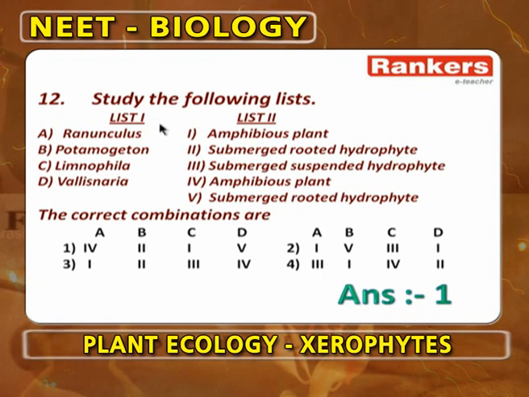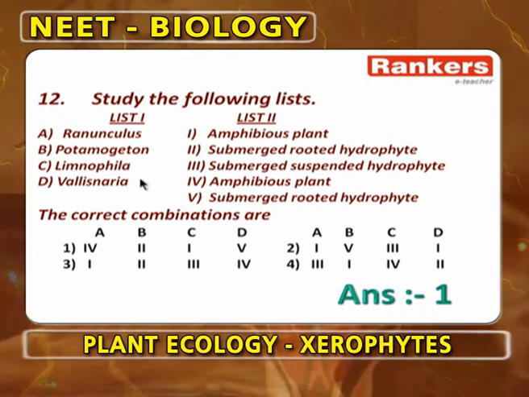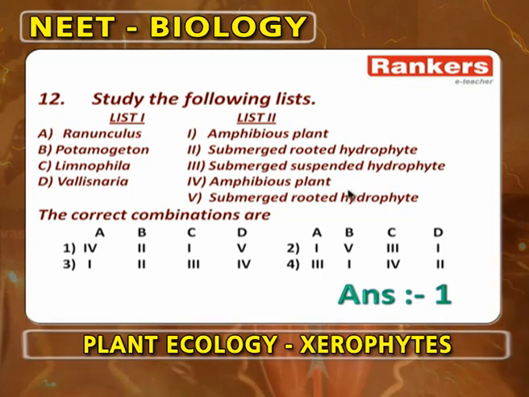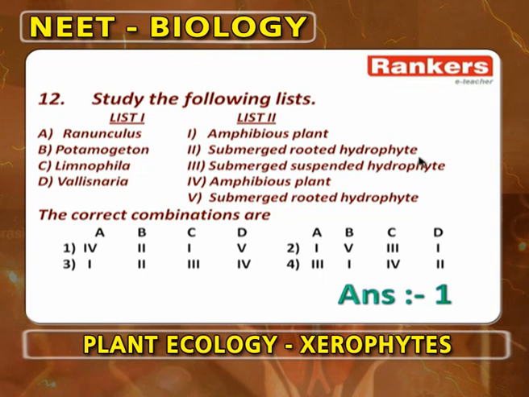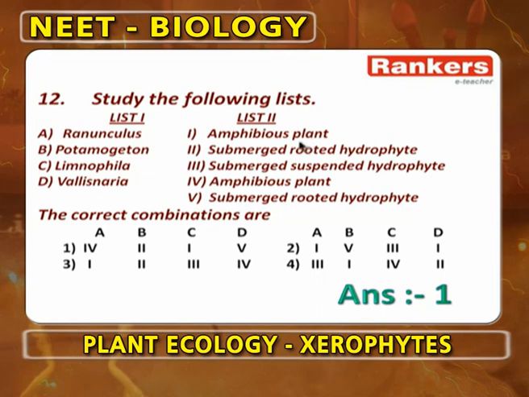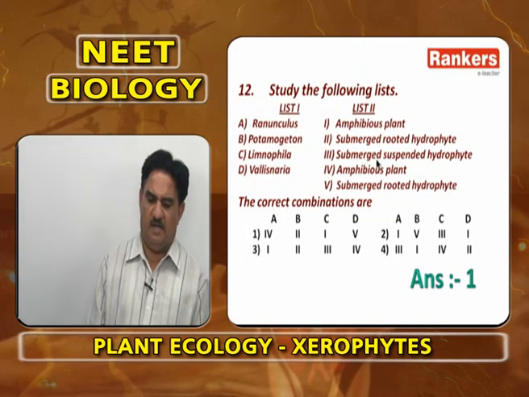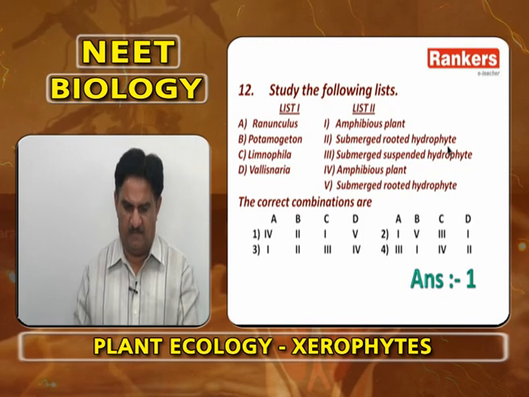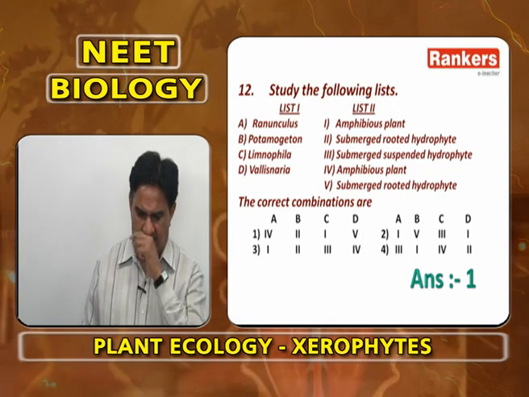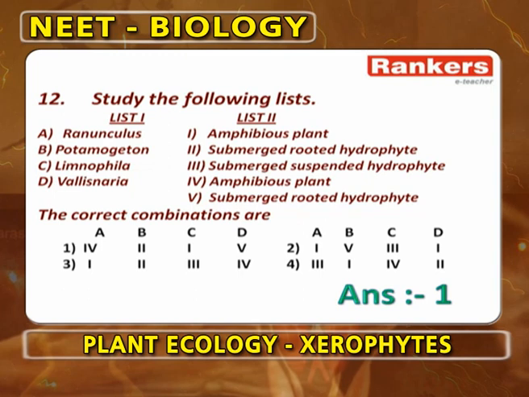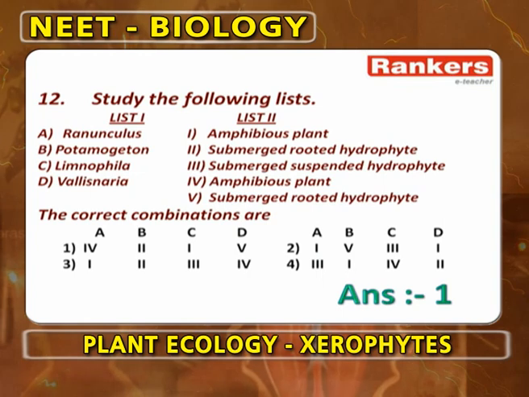This is another matching. Ranunculus, Potamogeton, Limnophila, Vallisneria. Amphibious plant, submerged rooted hydrophyte, submerged suspended hydrophyte, amphibious plant and submerged rooted. A4, Ranunculus is an amphibious plant. B2, Potamogeton, submerged rooted hydrophyte. C1, Limnophila is again an amphibious plant. Vallisneria, submerged rooted hydrophyte. No amphibious plant is here. Amphibious plants are there, but submerged rooted is one. Okay, so answer is 1. A4, B2, C1, D5.